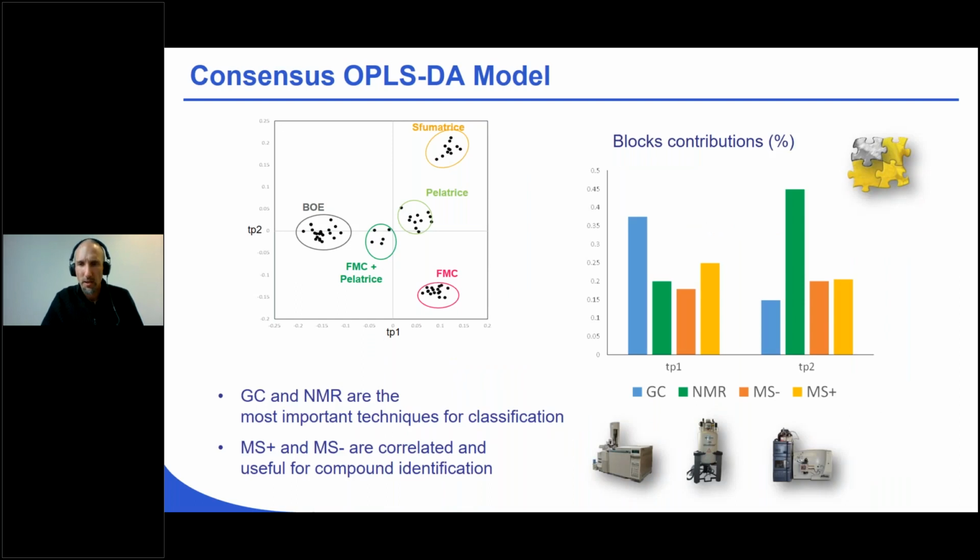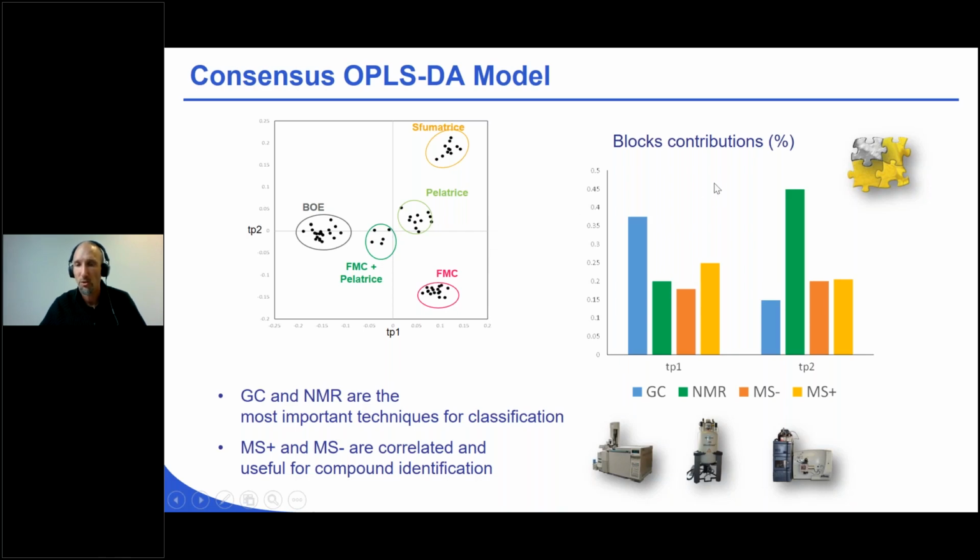The additional information we got was the fact that the different data blocks contributed to different extents to the construction of the different components. You can see here that the first dimension, the horizontal one, TP1, was mainly driven by the GC block. So we can imagine that volatiles are important to define this first direction of discrimination.